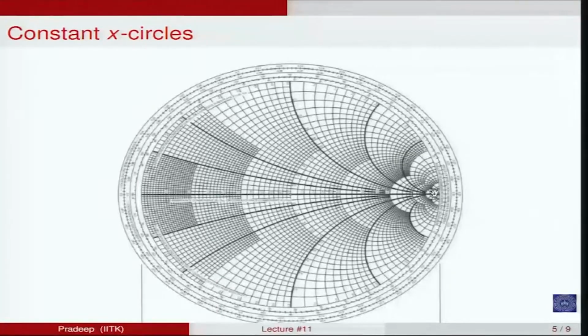These are some of the constant reactance circles that you can see. The circle at the center actually looks more like a straight line, which has a radius of infinity, and corresponds to 0 reactance.